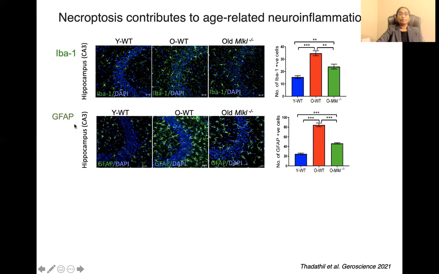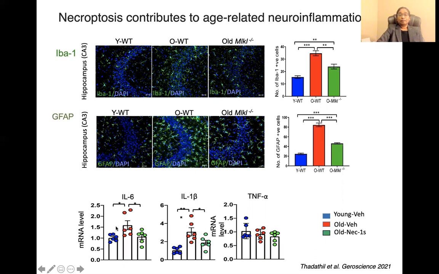Similarly, GFAP, which is an astrocyte marker, is significantly elevated in the old wild-type mice. And when necroptosis is blocked in the old MLKL knockout mice, the expression of GFAP also went down.